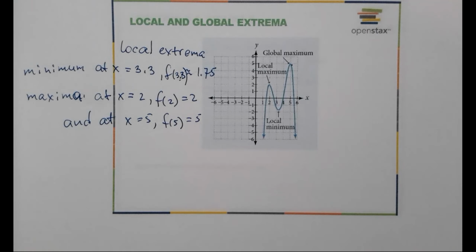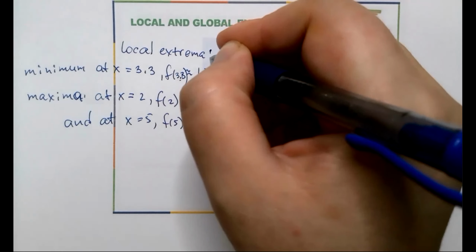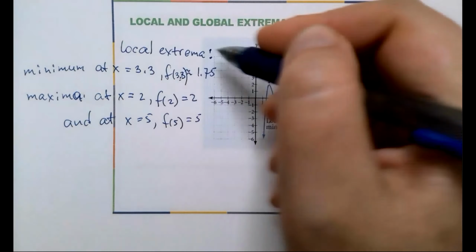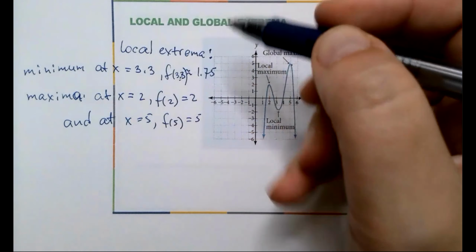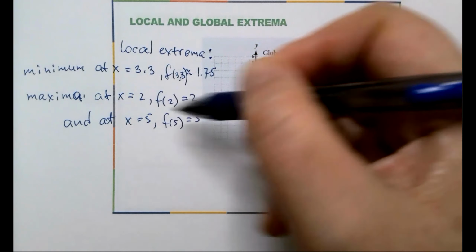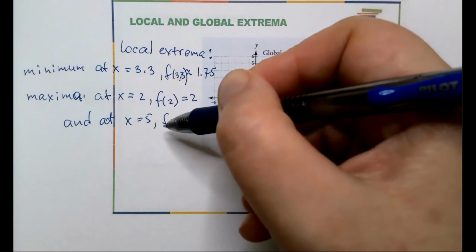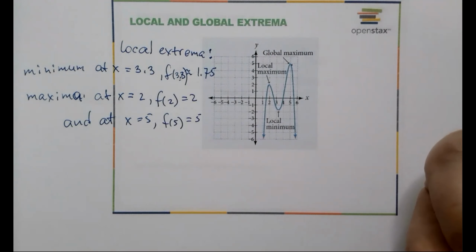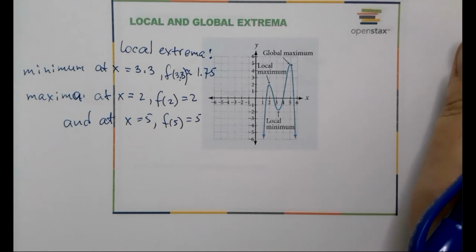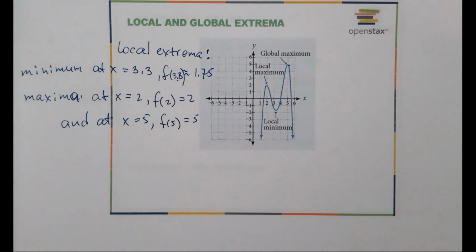And here's how you would write it down. You could say this function has local extrema. It has a minimum at x equals 3.3, and the function value there is negative 1.75, and it has maxima. The plural for maximum is maxima, at x equals 2, and the function value there is 2, and also at x equals 5, and the function value there is 5. Now, your global extrema also count as local extrema. They're both local and global. Now, let's list the global ones.